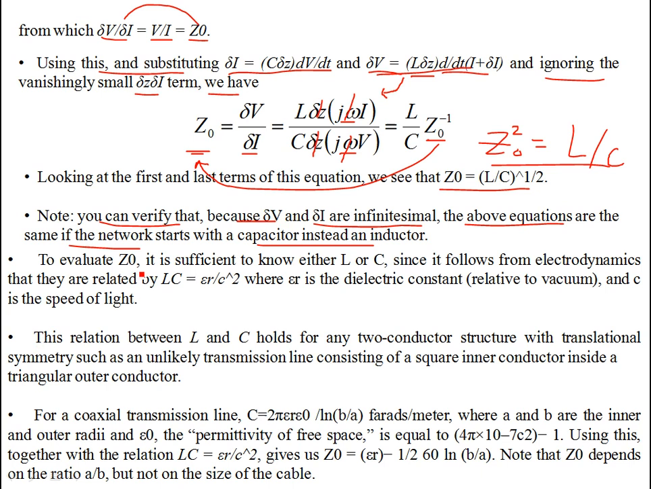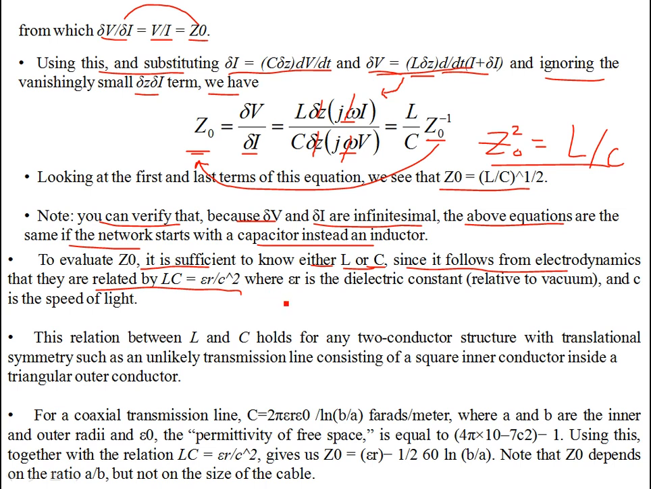To evaluate Z naught, it is sufficient to know either the inductance or the capacitance, the distributed inductance and capacitance per unit length of the line, since it follows from electrodynamics that they are related by the speed of light, since the radio propagation is at the speed of light.